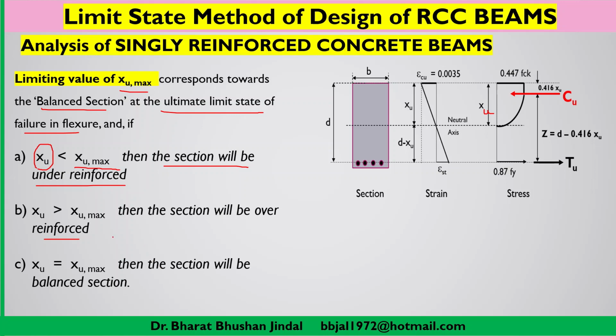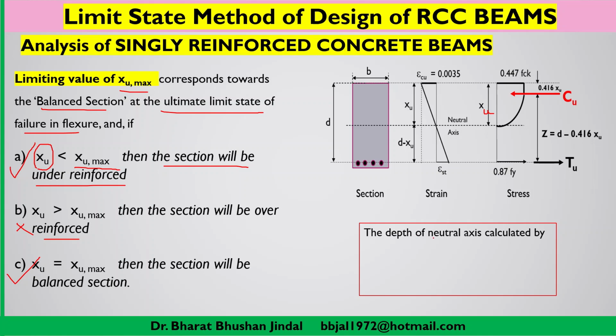So the code is recommending you either go for the first value or the third value. The second case the code is not accepting, so xu can be less than xu max or equal to xu max. This is the condition the code is recommending. That's why we are saying that the depth of neutral axis which we calculate by this particular formula is valid only when xu is less than or equal to xu max.